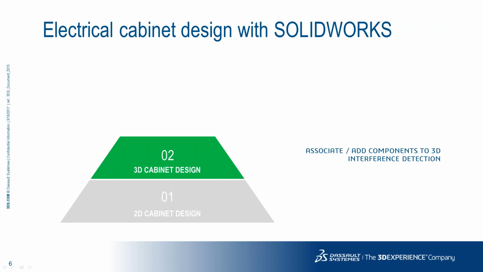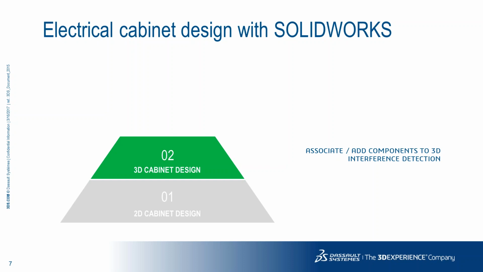So from the 3D cabinet design, what we can do is associate or add components to a 3D. This is a part that I skipped. It basically means that you are connected to the 2D design at any given time. So the components in 3D and the components in 2D are always connected. It's something that we always show from very basic demos. That's why I didn't include that in the live demo, but it's definitely a real benefit in the 3D.